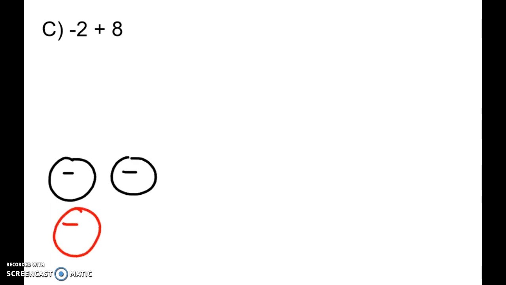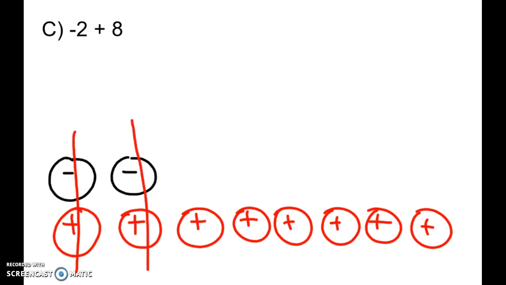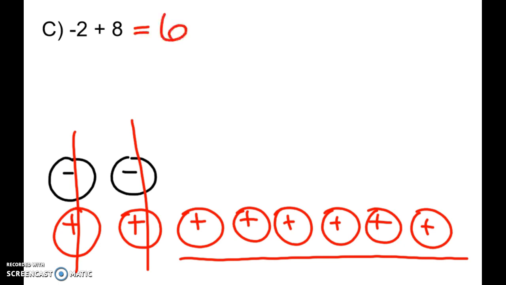I'm going to do 2 more examples for you guys. -2 plus 8. There are my 2 negatives, drawing my picture first. And I've got 1, 2, 3, 4, 5, 6, 7, 8 positives. Okay, so the next thing is how many can cancel? I can cancel here and here. What am I left with? I'm left with 6 positive people on my team.